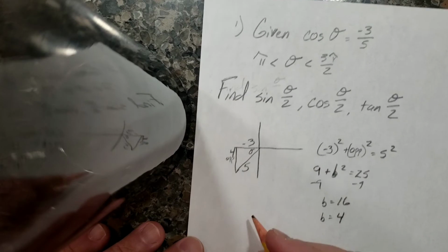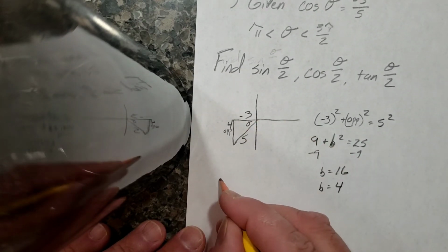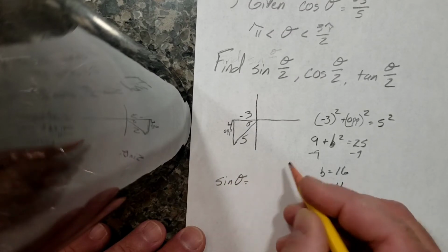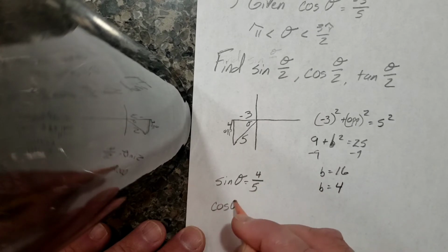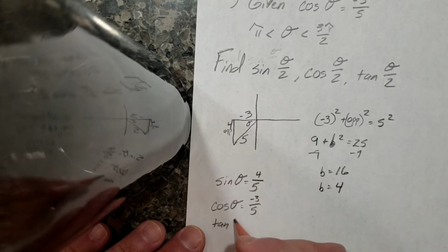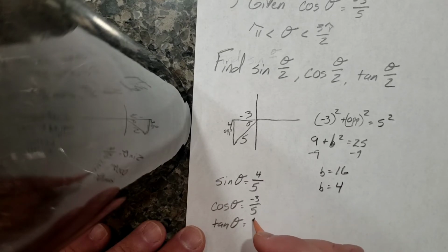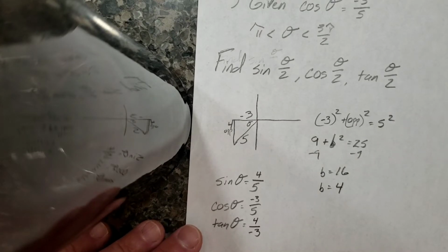All right, so if we go through knowing that that's our triangle, we can come up with our sine of theta is opposite over hypotenuse. Cosine theta we were given, and tangent of theta is opposite over adjacent, 4 over -3. Okay? Actually don't even need tangent for the formulas, but there it is.